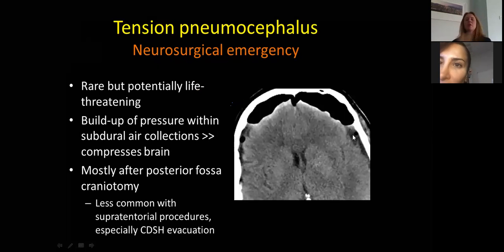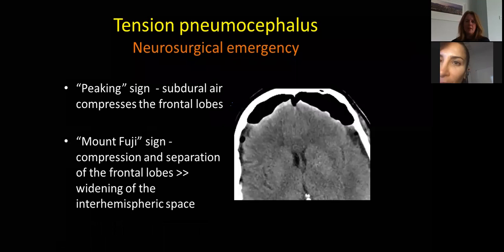I've highlighted in orange here this neurosurgical emergency. So tension pneumocephalus, it's pretty uncommon, but it can be life-threatening, and it's due to a buildup of pressure. So there's pressure within these collections, and it's pushing the brain, and it mostly occurs after posterior fossa craniotomy. And what you see on CT is this peaking sign, or Mount Fuji sign. So the frontal lobe looks a bit like Mount Fuji, so it's like little mountains, peaks here, and you've got compression of the frontal lobes. And this interhemispheric space widening here is also a sign of subdural extension from both sides.